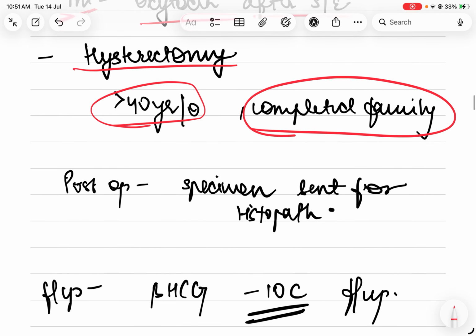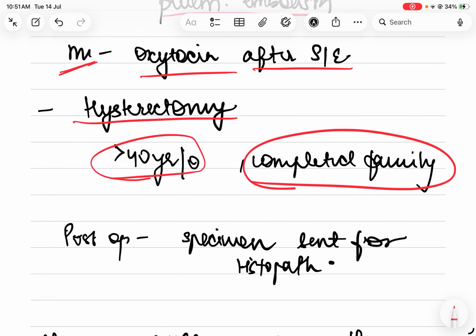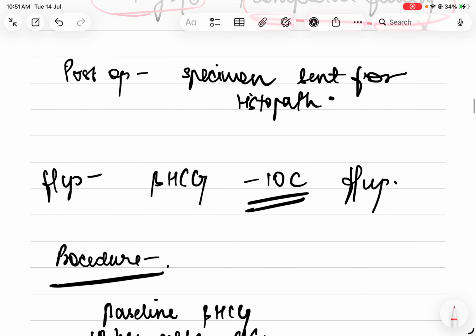For example, a 44-year-old patient named Sumita came with H-mole. Now we can do hysterectomy after taking consent and explaining to them, and after taking some tests, right? After the confirmation of the diagnosis, we're going to go for hysterectomy. Now the post-op specimen is sent for histopathological examination.